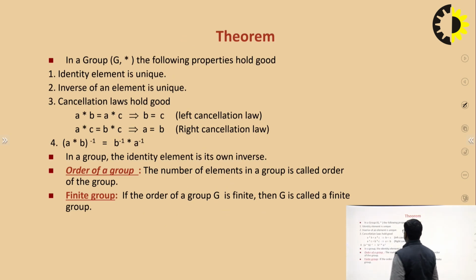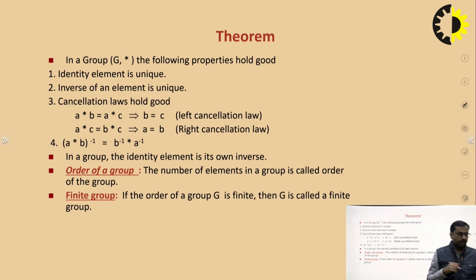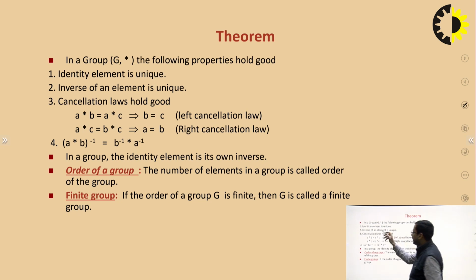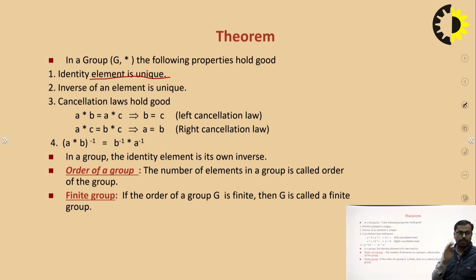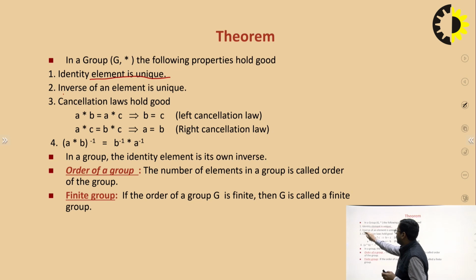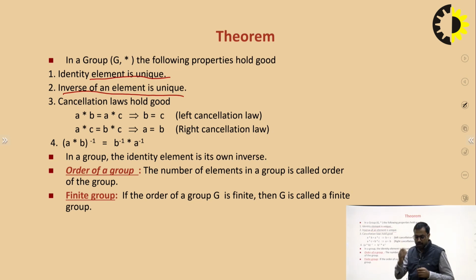There are some theorems regarding groups. In group G with operation star, the following properties hold good. The identity element is unique for an algebraic structure. For a particular algebraic structure with a non-empty set, it should be a unique value. The inverse element of an element is unique. That means for an algebraic structure with a non-empty set and the operation star, for a particular element the inverse value is the unique one.